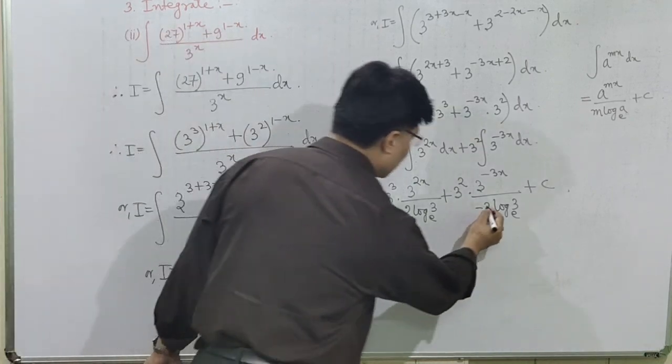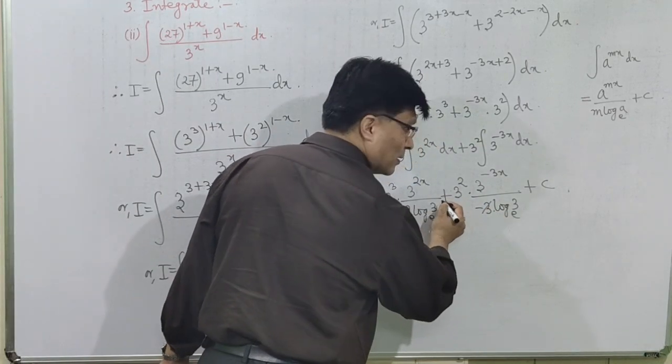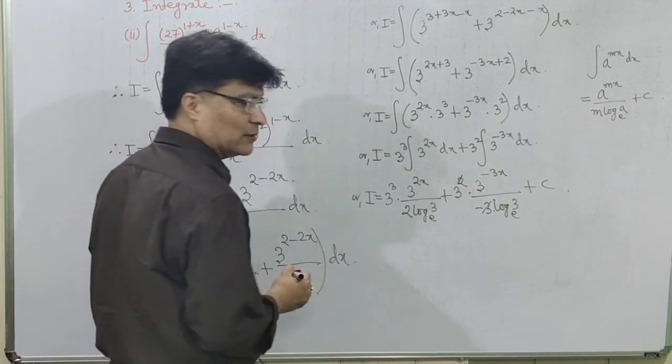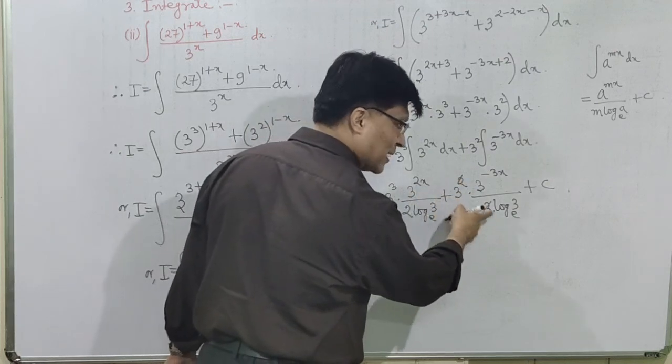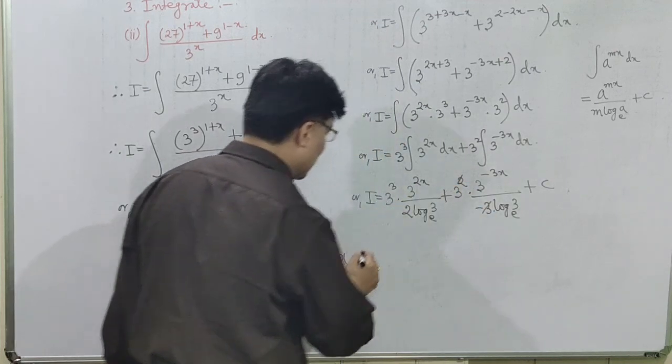Okay. So here you can cancel these, 3 and this square will be cancelled. This is 9. So 3 3 is a 9. This is 3 square is 9. So 3 3 is a 9. It goes 3 times. Okay.